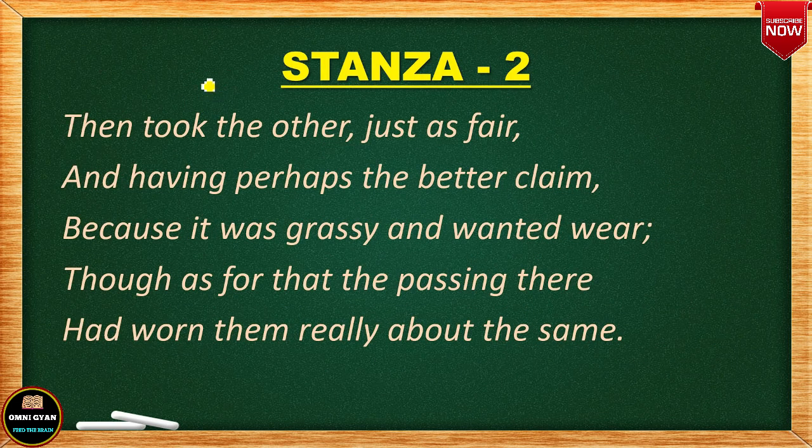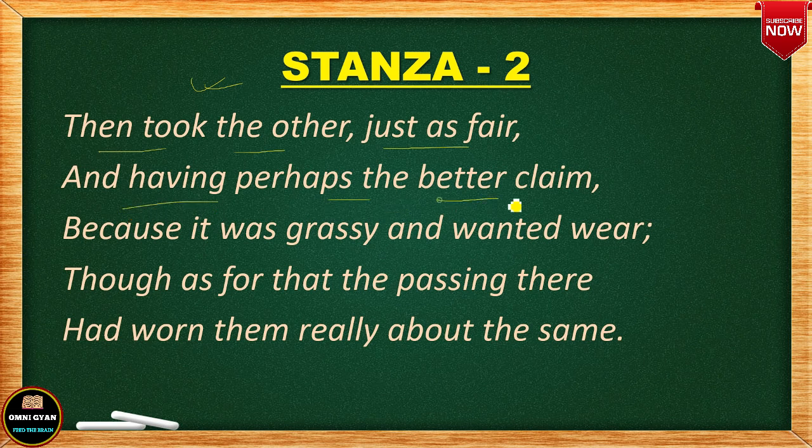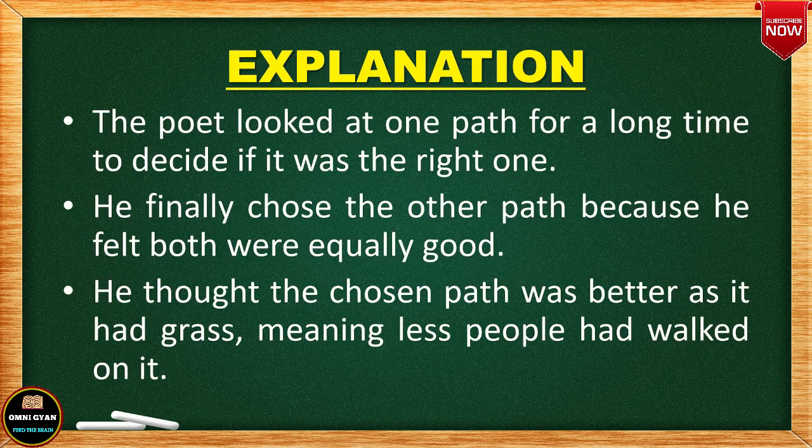Now we move on to stanza 2. Stanza 2 says, the poet is saying that, then took the other just as fair, and having perhaps the better claim, because it was grassy and wanted wear, though as for that the passing there had worn them really about the same. So what is the explanation of stanza 2?